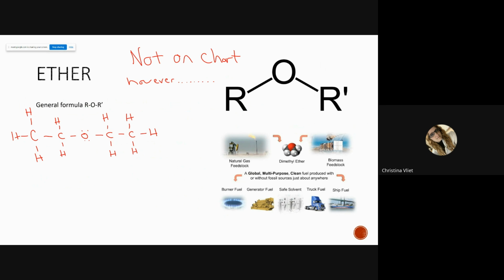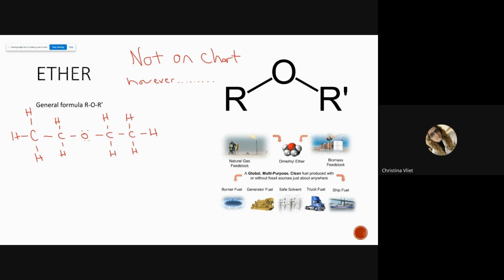Why am I bothering to even bring them up? Because they exist, and you could see questions where you're asked about an ether, not from Cambridge necessarily. If they do give you an ether, they'll write out what it is next to it. They'll say this is dimethyl ether, and then they'll write CH3OCH3. So you have to know of their existence, but you don't really have to do much more with them.